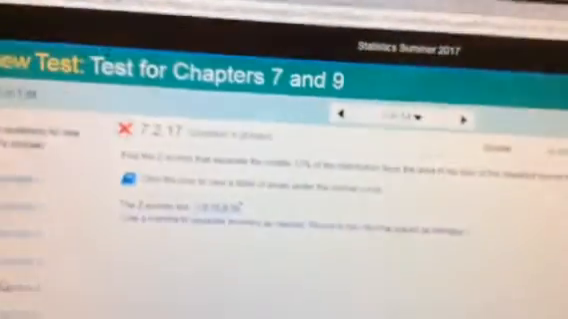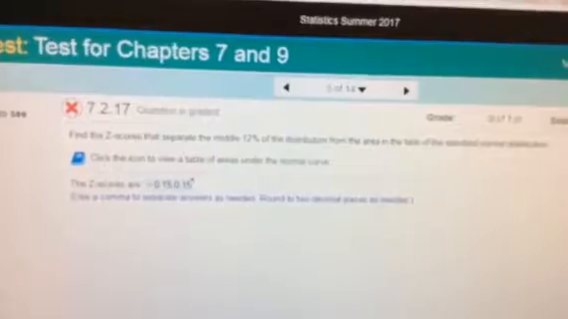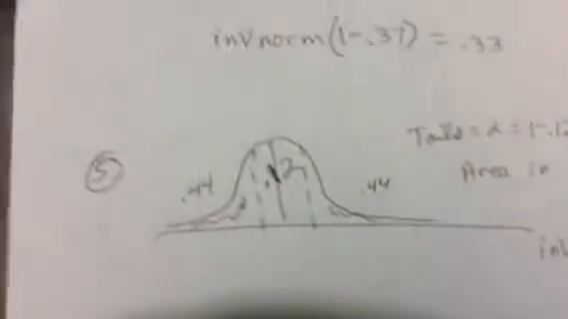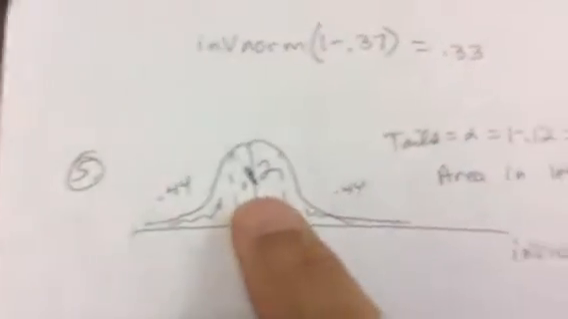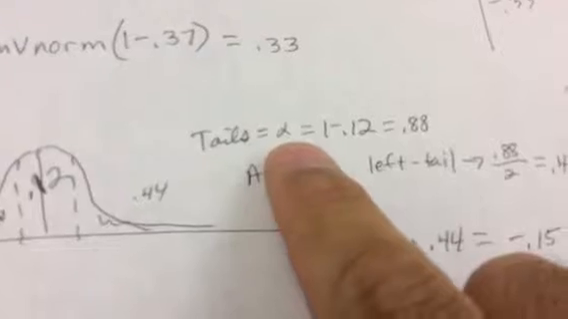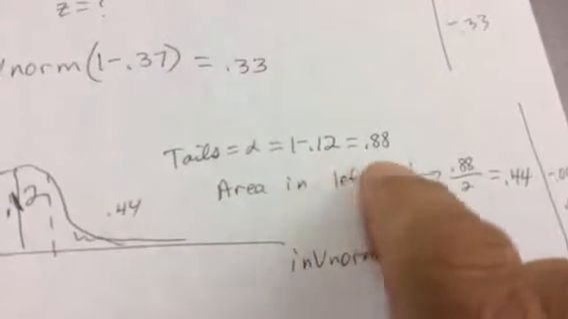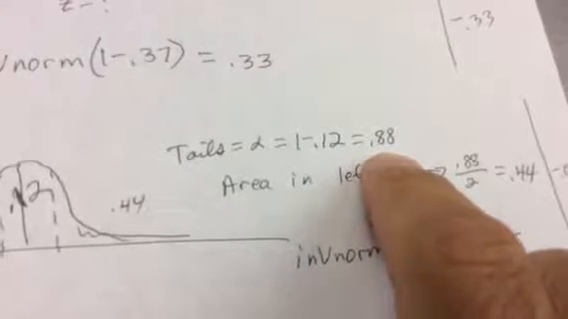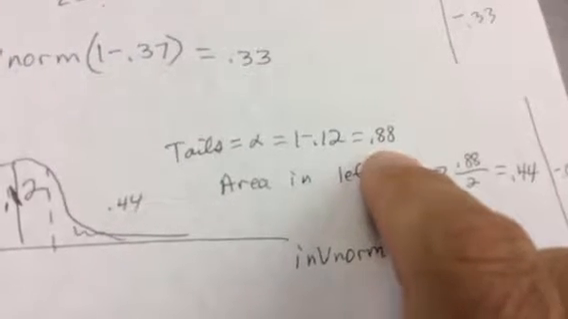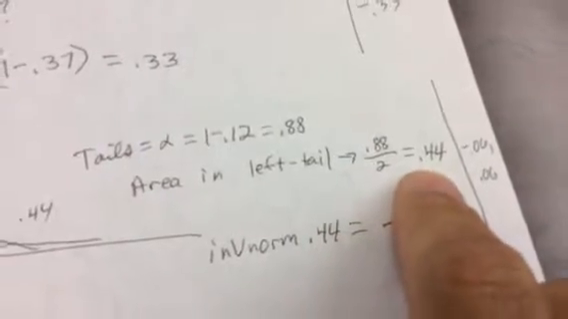The next problem that you missed is number 5. Find the z-scores that separate the middle 12% of the distribution from the area in the tails. Okay, so again I have that picture here. If I put 12% in the middle, then that means the area in the tails, which is sometimes referred to as alpha, is 1 minus 0.12 or 0.88. Now that's the area in both tails. So the area in one tail would be that divided by 2. 0.88 divided by 2 is 0.44.